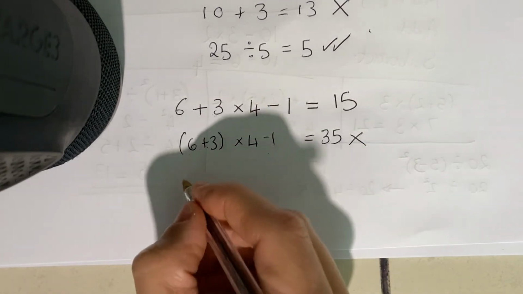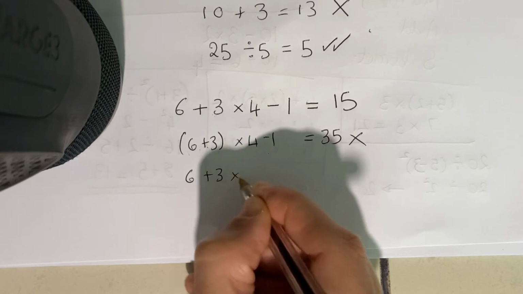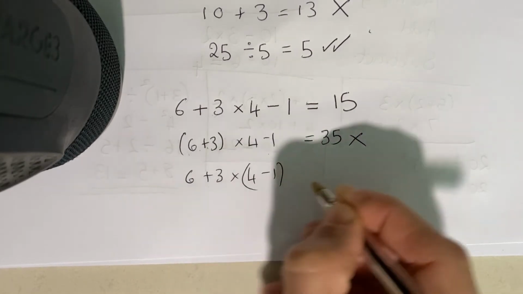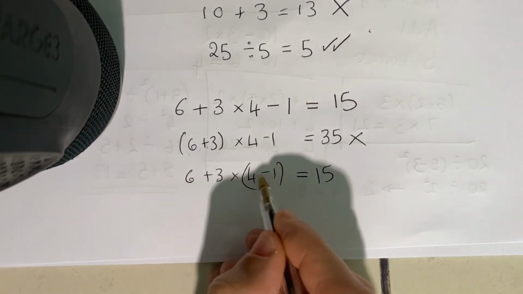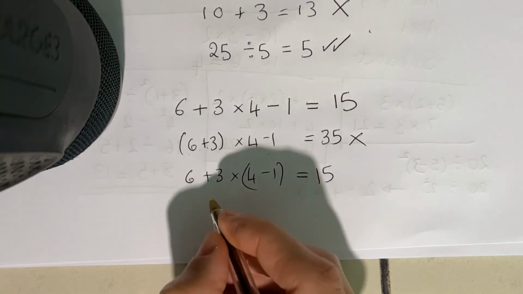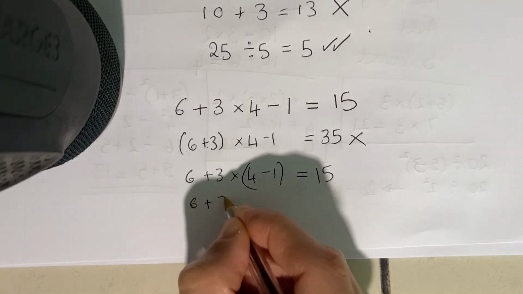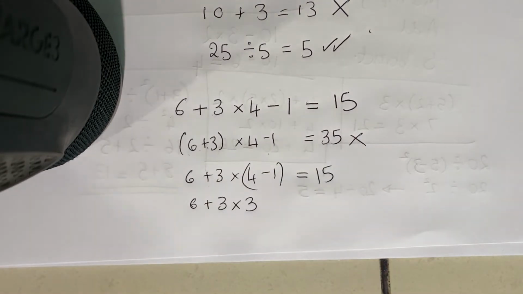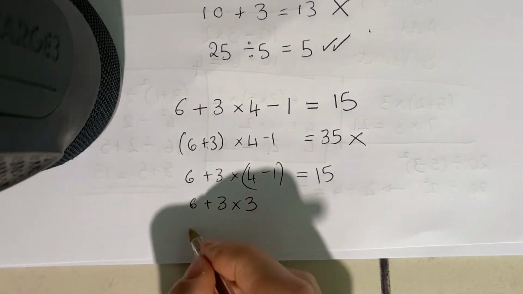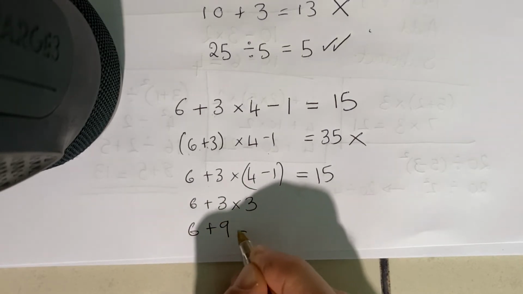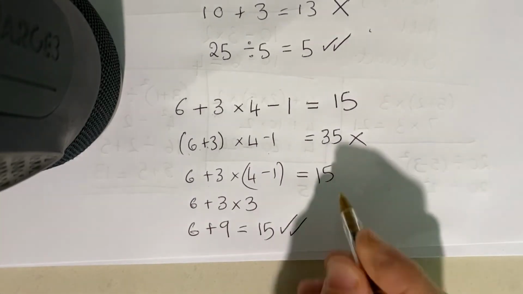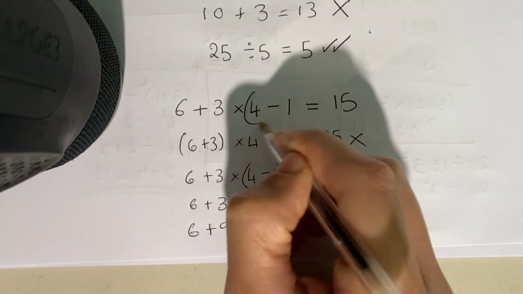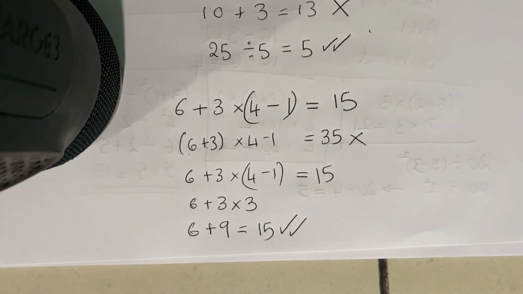So let's try the last brackets anyway. So let's go 6 plus 3 times 4, take away 1, with brackets, equals 15. So we've got here the 3, we can do the bracket first. So we've got 6 plus 3 times 3. Then we do the multiply. So we've got 6 plus 9. And 6 plus 9 actually does equal 15. So we've got our solution. The brackets went round the 4 and the 1. So if you worked that out, congratulations and well done.